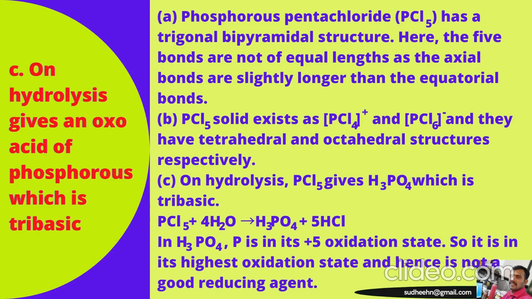and they have tetrahedral and octahedral structures respectively. C, on hydrolysis, phosphorus pentachloride gives H3PO4, that is phosphoric acid, which is tribasic. When phosphorus pentachloride is made to react with water, it gives phosphoric acid and 5 molecules of hydrochloric acid. In phosphoric acid, P is in its +5 oxidation state, so it is in its highest oxidation state and hence is not a good reducing agent. So the option is C: on hydrolysis it gives an oxo acid of phosphorus which is tribasic.